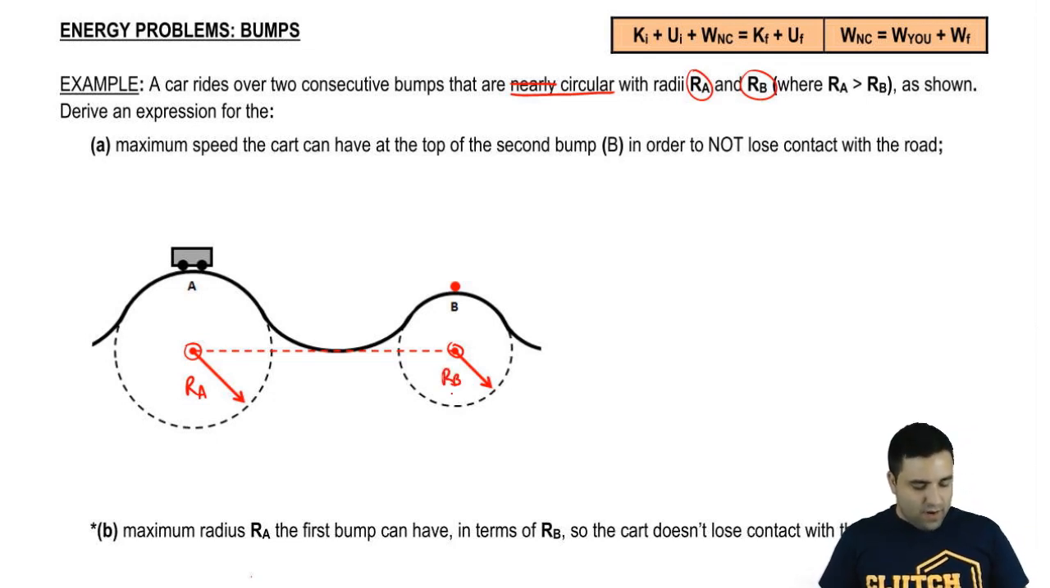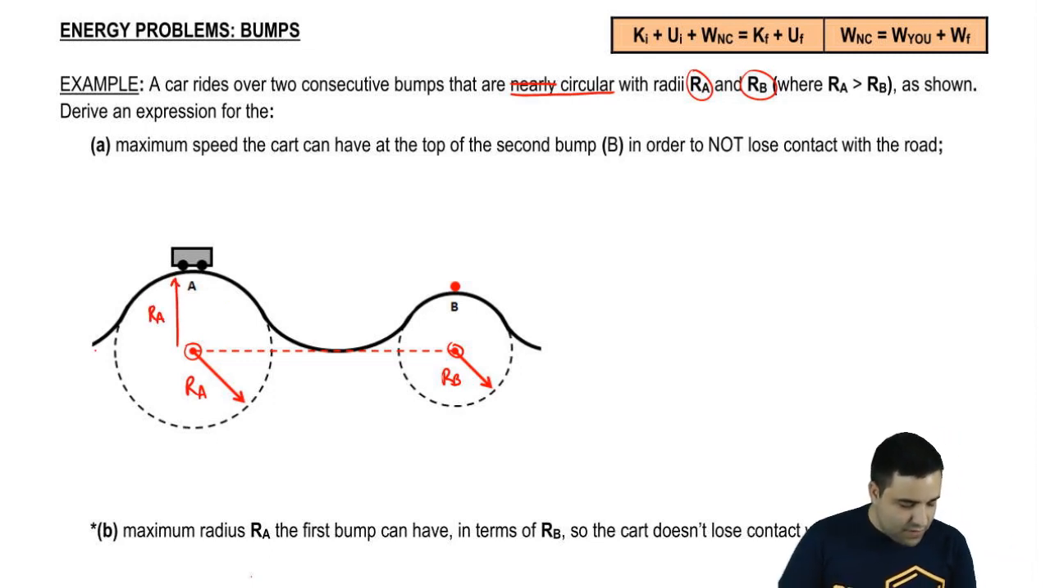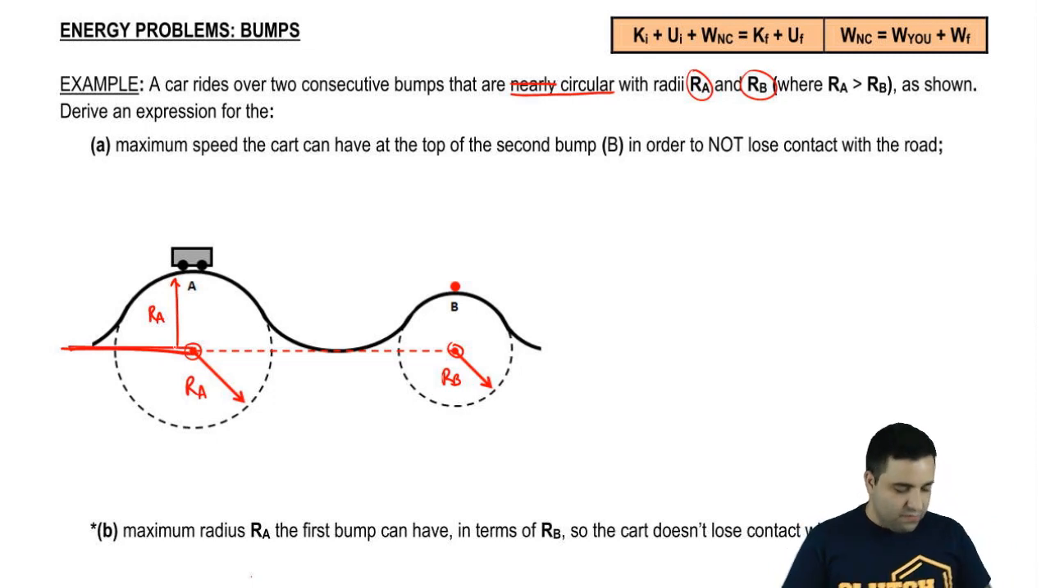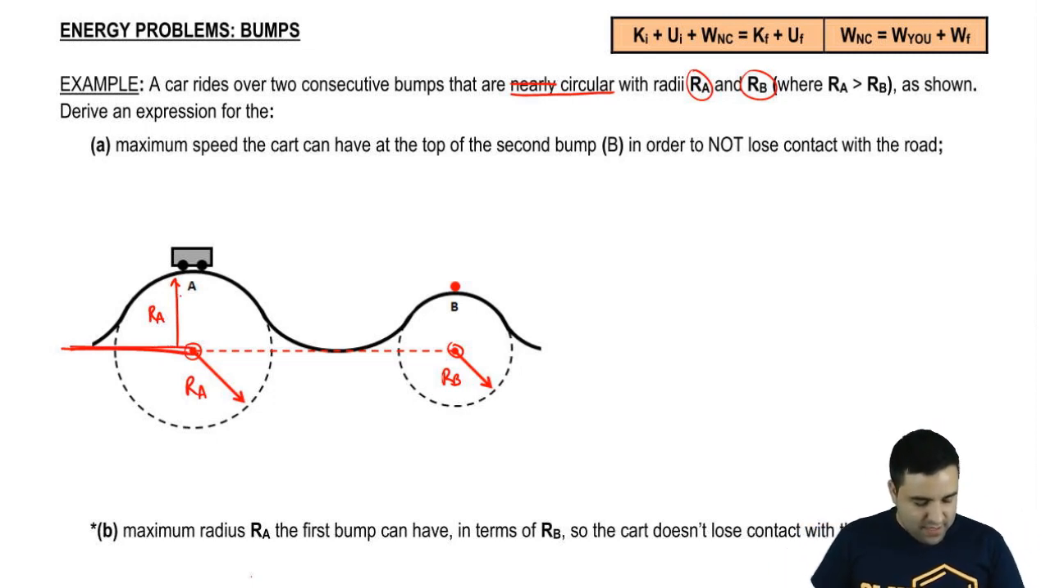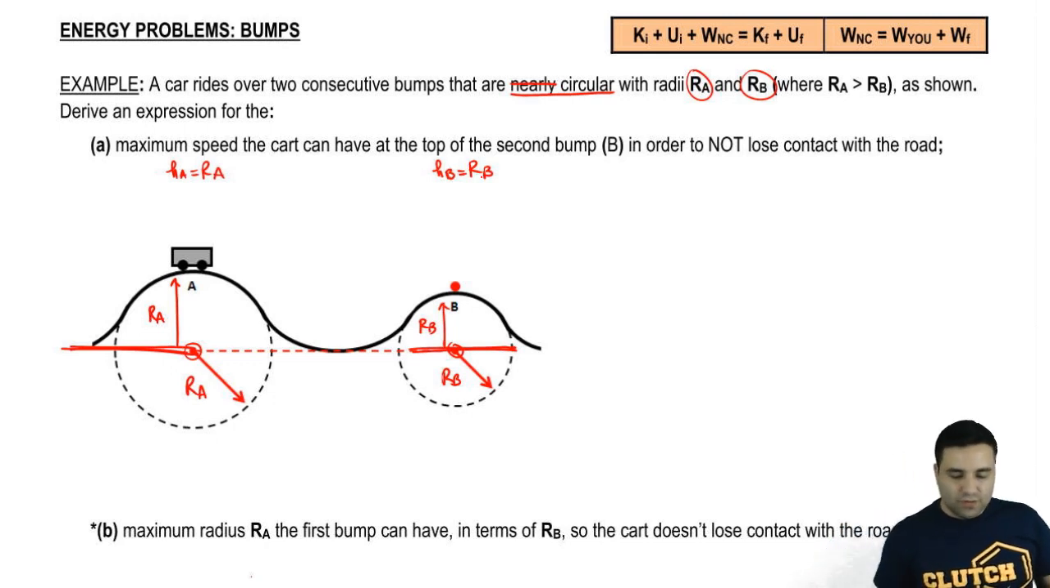Okay? And right away, one thing that I want to point out is that this means that this distance here is RA as well. So if you think of this as being the floor, then the height at point A is the same as RA. Same thing with RB over here. If you think of this as the floor, then the height at point B is RB. And that's going to be useful a little bit later.